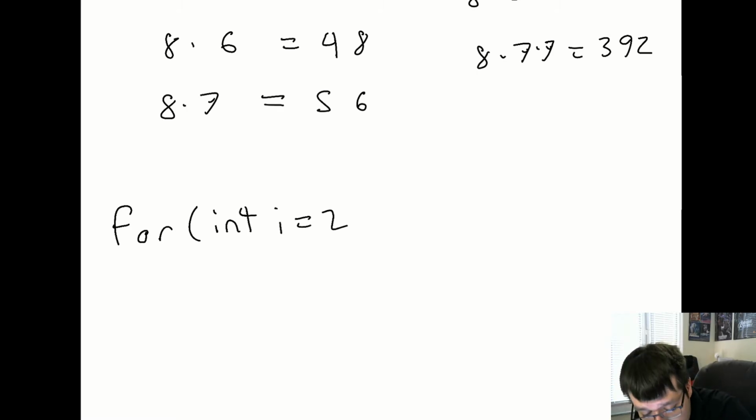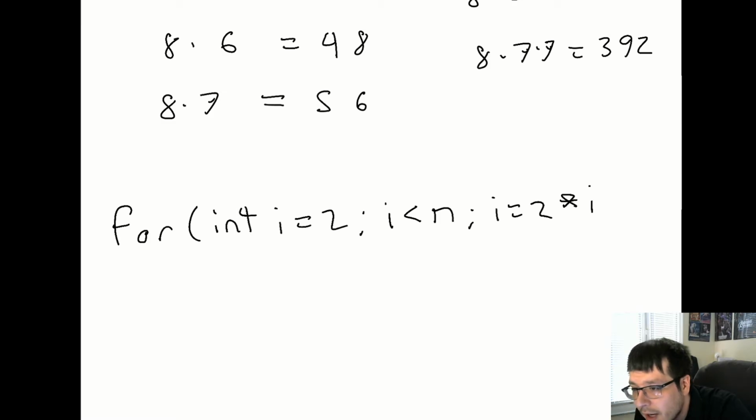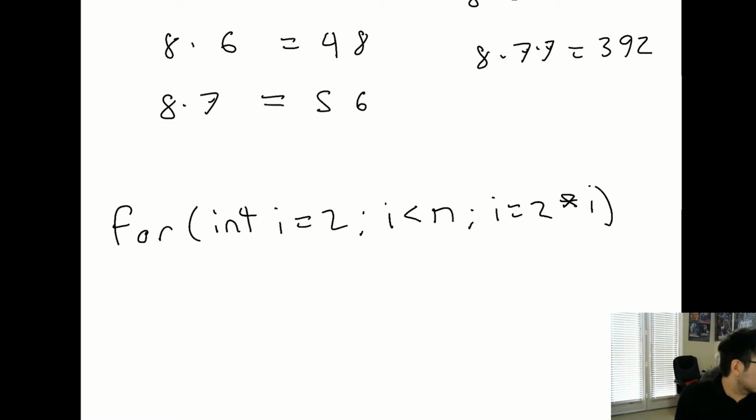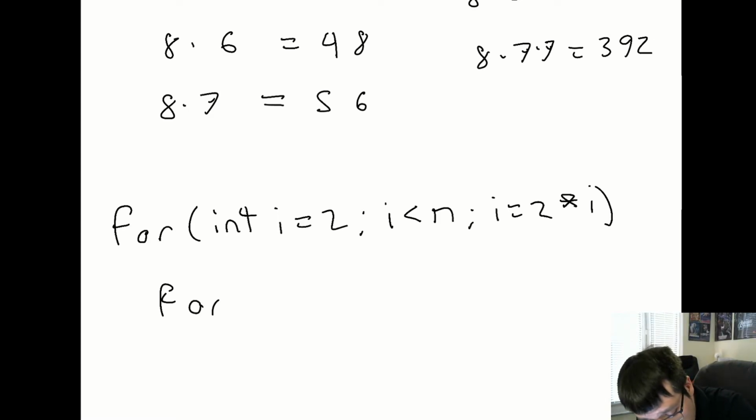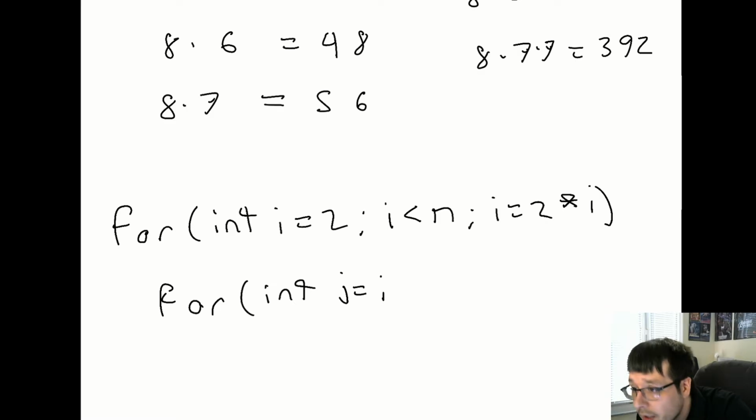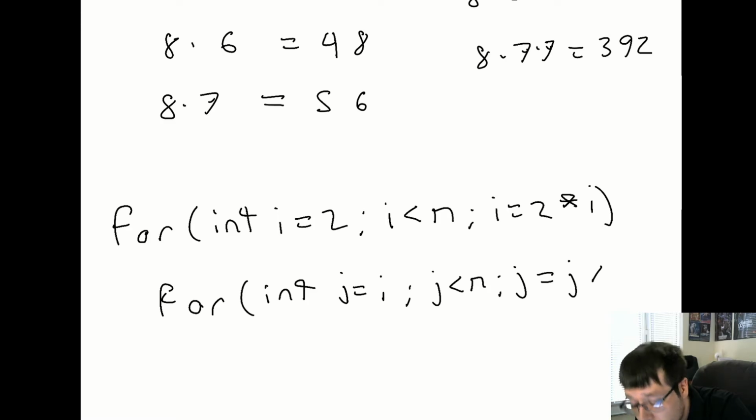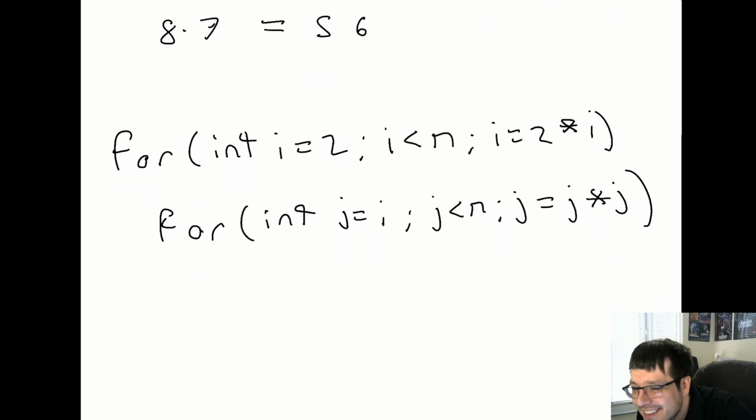Okay, let's do it though. int i = 2; i is less than n; i is equal to... But I mean, come on, it's not that hard to do the log ones. I'm sad about that. Then int j is equal to i; j is less than n; j is equal to j times j. Okay, all right, I think I copied it right. Let me know if I didn't.